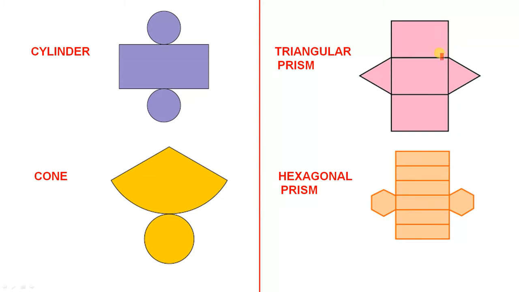For the triangular prism, you have 3 rectangles, and you've got 2 triangles, one for the base and one for the top. For the hexagonal prism, you've got 6 rectangles and a hexagon for the base and a hexagon for the top. When they're all folded correctly, you will get those different 3D objects.